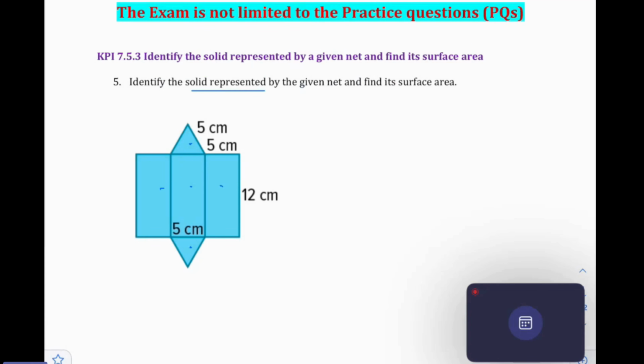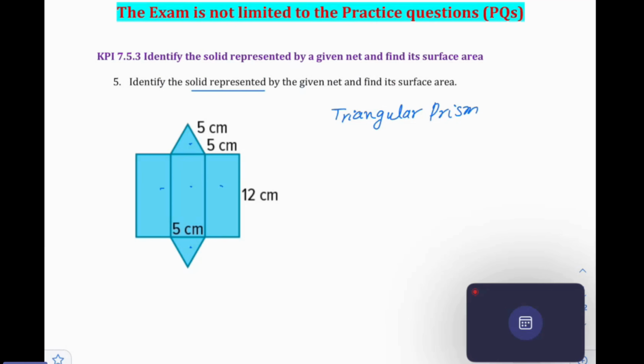When you have two congruent bases parallel to each other, that means the solid represents a prism. And we usually name the prism by the name of the base. Since the base here is a triangle and this is a prism, this is called a triangular prism. Triangular prism. So what is the surface area of the triangular prism?